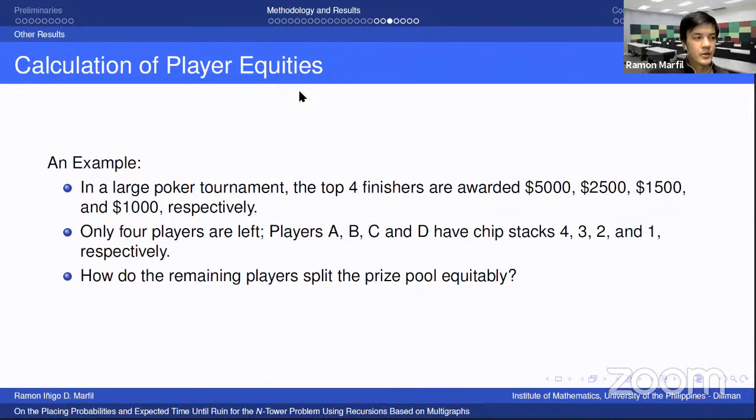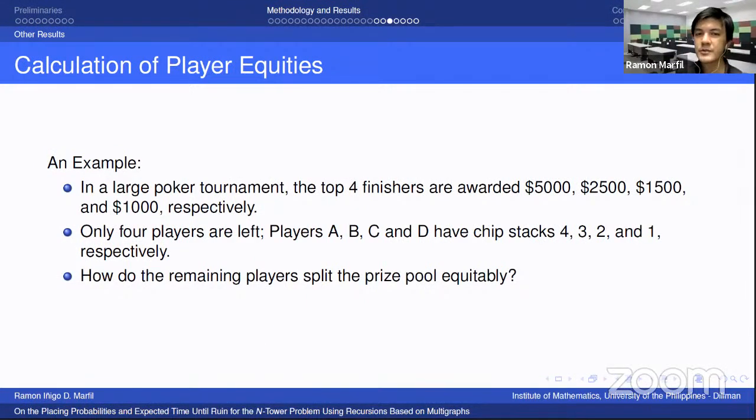And a common scenario in this type of tournaments, kunwari in this case, 4 na lang kayo, it is common practice na kung gusto ng mga players, pag-usapan nila kung paano nila hatiin yung wealths, imbis na yung first place ay 5,000, yung second place ay 2,500, and so on. So ang tanong ay how do the remaining players split the prize pool equitably?